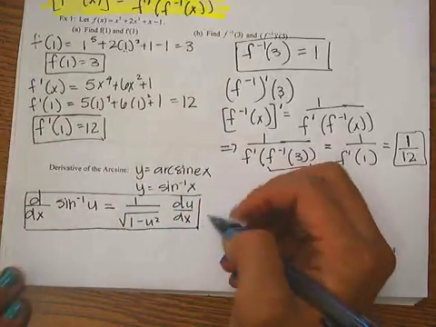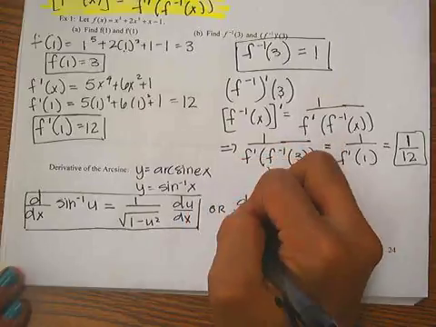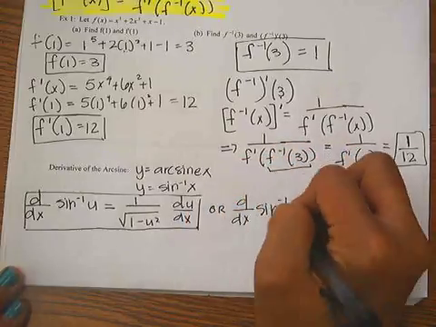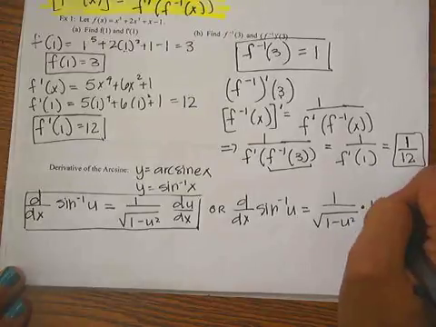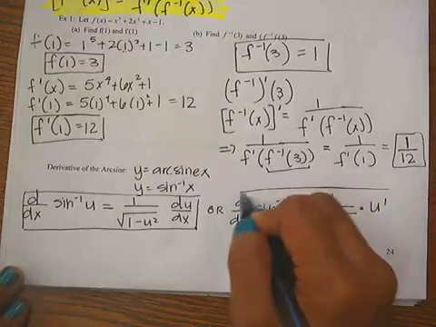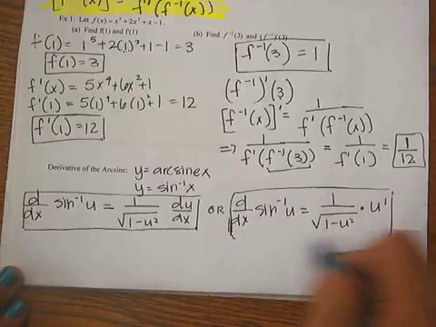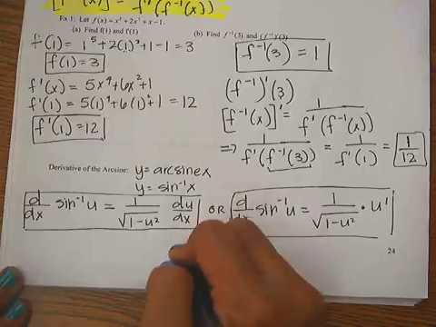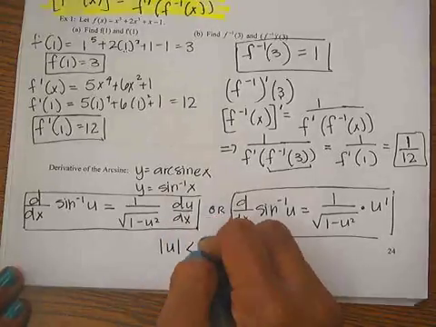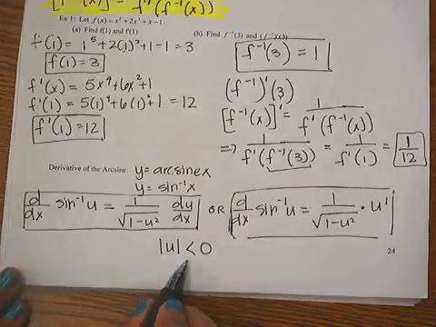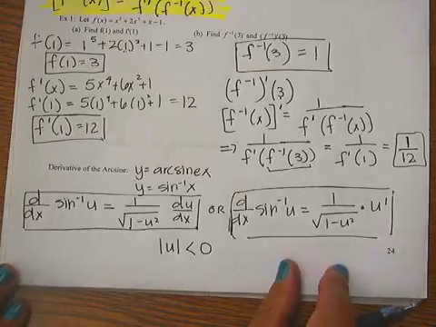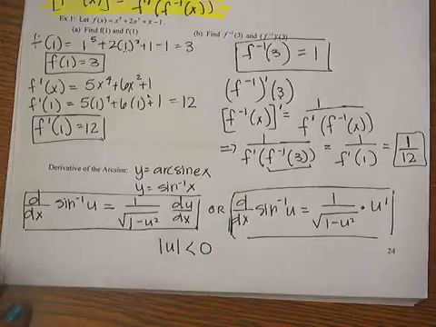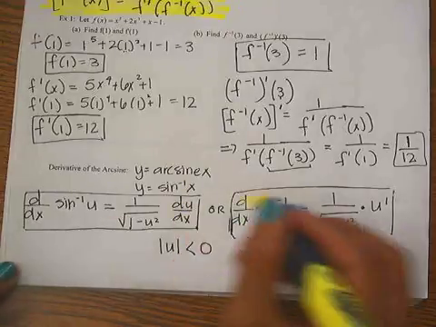And if you don't feel like using du over dx, you can also do this. The derivative of sine inverse function of u equals 1 over square root of 1 minus u squared. You can also multiply this by u prime. U prime is the same as du over dx. Okay? Provided that the absolute value of u is going to be less than 1. If it's not less than 1, then there's going to be a negative under here, so I can't have that. Okay? So that's your formula for the derivative of sine inverse. Make sure you highlight it, and you really do need to know it. Okay? So I'll highlight it for you.